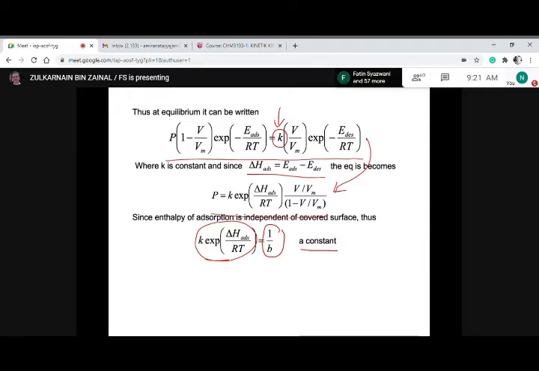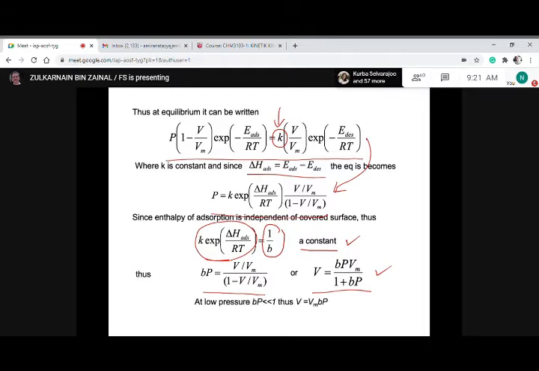So this value, K exponential delta H ADS over RT, is equal to 1 over B. That is a constant, and then you can further simplify the equation into this form. So these are all what we call the Langmuir equation. This is the Langmuir equation.